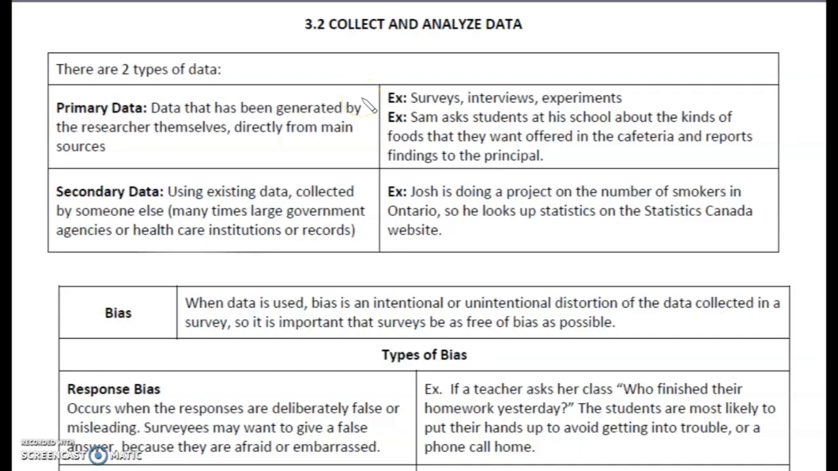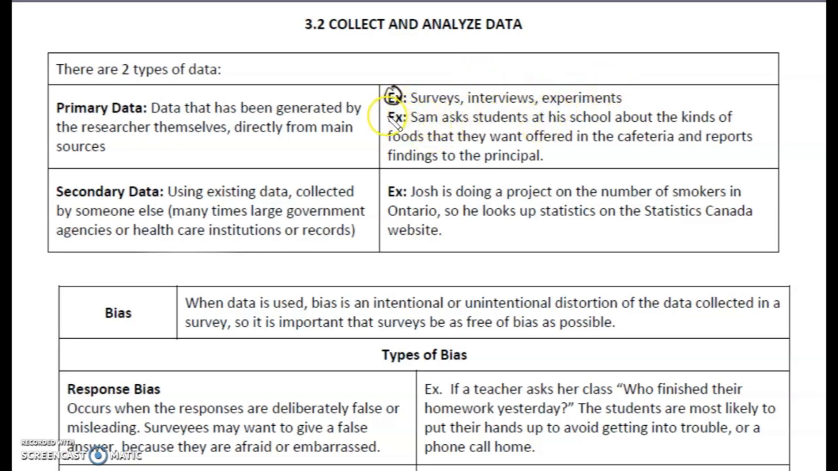Okay, 3.2, collect and analyze data. So there are two types of data. Okay, so there's primary data, and that's data that has been generated by the researcher themselves directly from main sources. An example of this is if you did a survey or an interview or an experiment. And I don't mean you, I mean whoever the researcher is does it themselves.